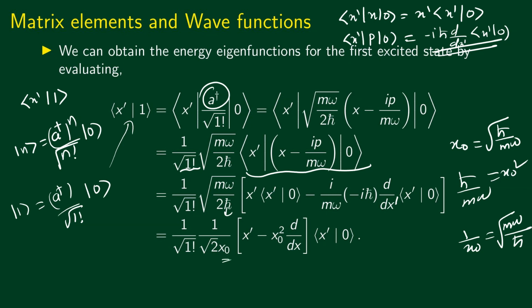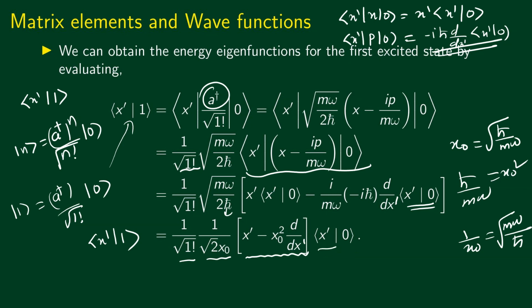In both terms we have bra x prime ket 0, which is pulled out. The first term is x prime. The second term is written as minus x0 squared d by dx prime, because we have this h bar divided by m omega, which is x0 squared. We now have the form of the first excited state wave function, which is 1 divided by square root of 1 factorial, 1 divided by square root of 2 x0, multiplying x prime minus x0 squared d by dx prime, and all this acting on bra x prime ket 0.